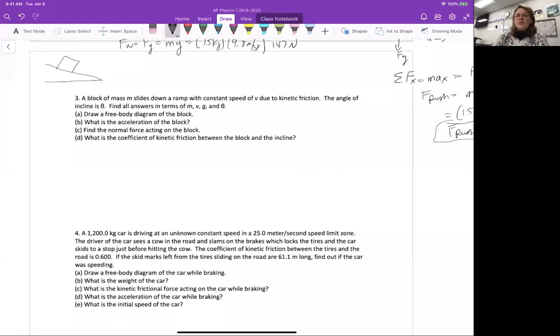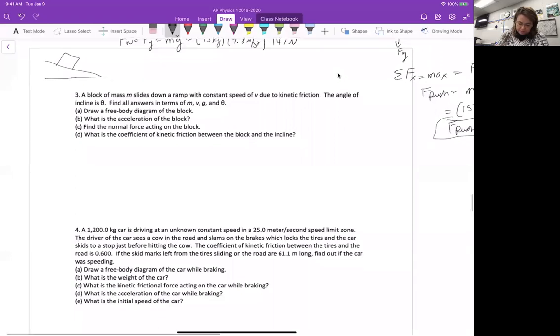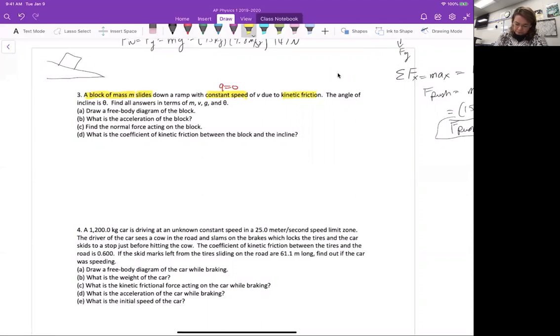Alrighty, continuing on with our frictions. Friction worksheet. A block of mass M slides down a ramp with a constant speed. Oh, that's important. Due to kinetic friction. The angle is theta. Find all the answers in terms of these symbols.